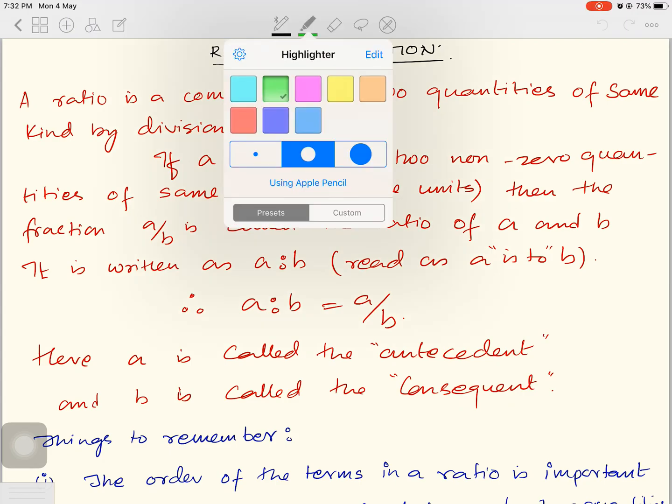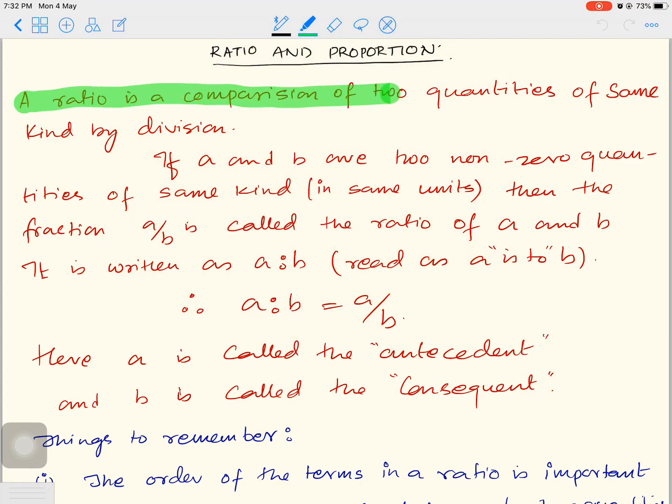What is a ratio? A ratio is a comparison of two quantities of the same kind by division. Very simple. Ratio is simply comparison. You just compare two quantities of the same kind, like you can compare weight with weight, height with height. Let me give you an example. Let's say there is a person A whose weight is 70 kg and a person B whose weight is 50 kg. Then what will be A is to B, if you ask me? That's very simple. You just have to divide 70 by 50, 0 cancels, that will be 7:5.